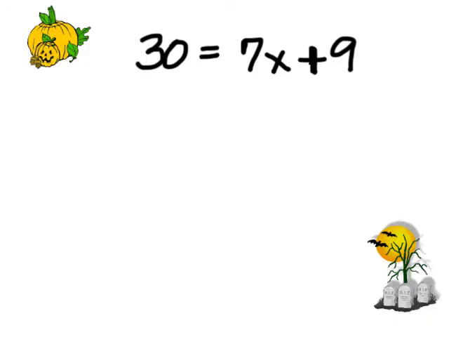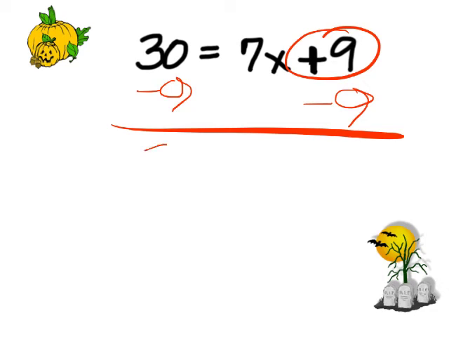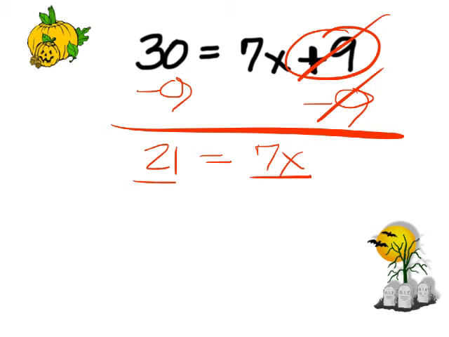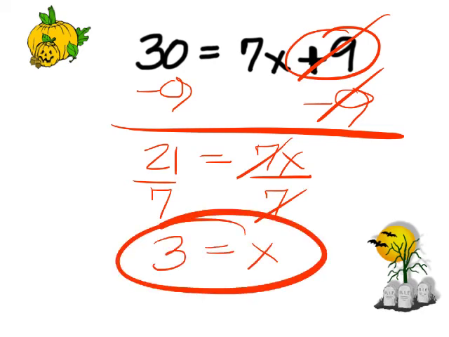Example number 7. On example number 7, the x term is on the right. You still do the same steps. What is with it is a plus 9, so you must subtract 9 from both sides. You're left with 21 equals 7x. Divide both sides by the number that is with the x, and you get 3 equals x.